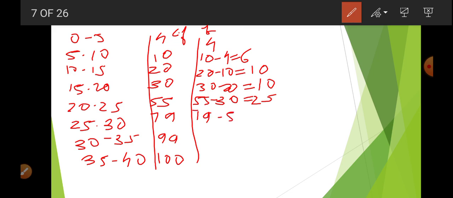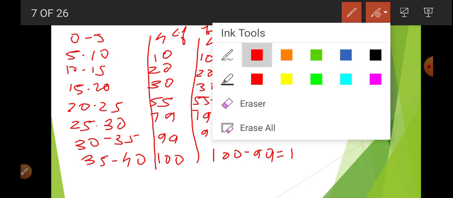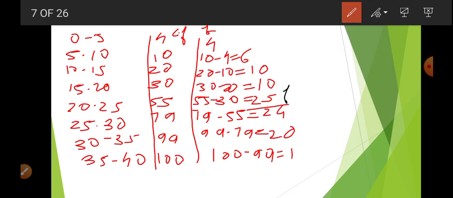Then 79 minus 55, so it will be 24, and then 99 minus 79, so it will be 20, and then 100 minus 99, so it will be 1. So this is the value that appears the maximum number of times. So this will be F1, this will be F0, and this will be F2.